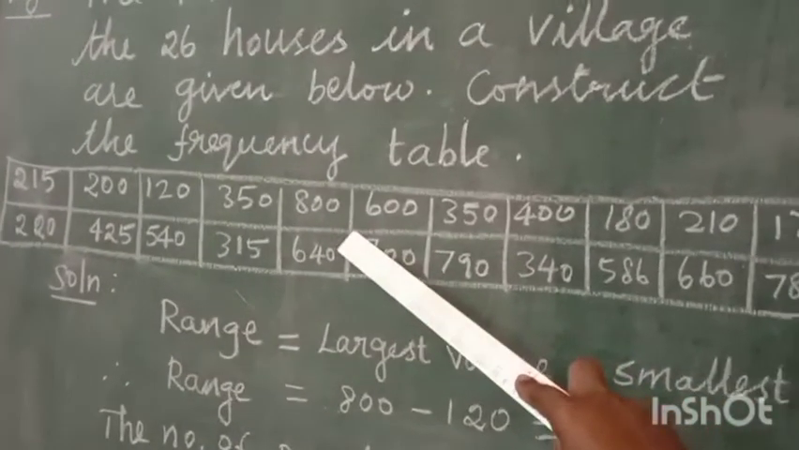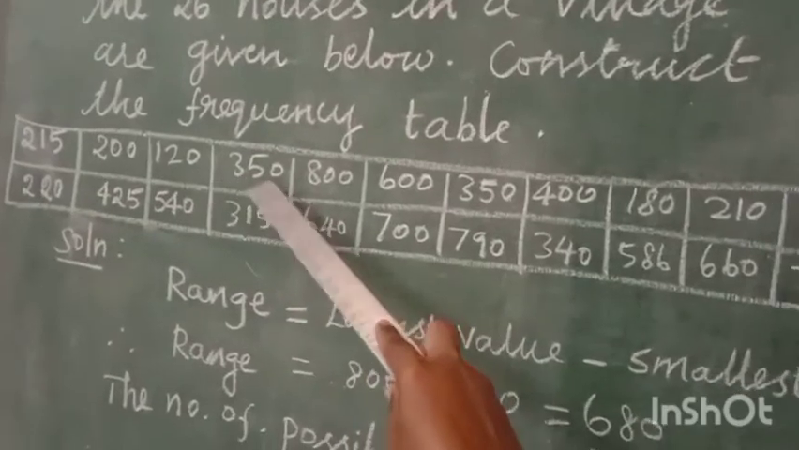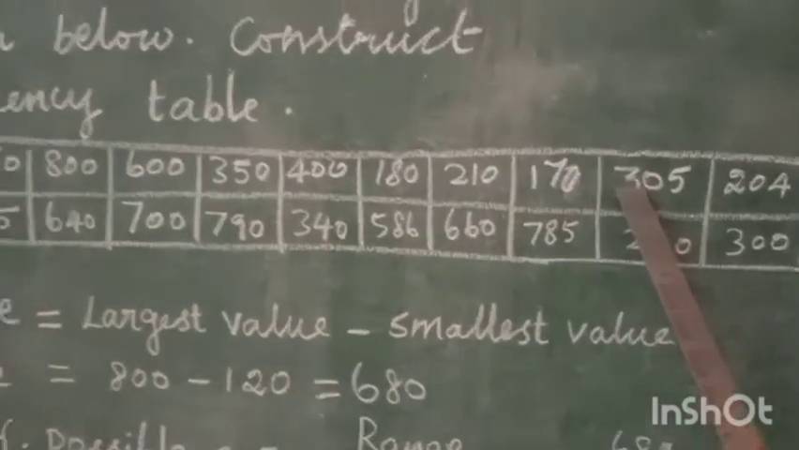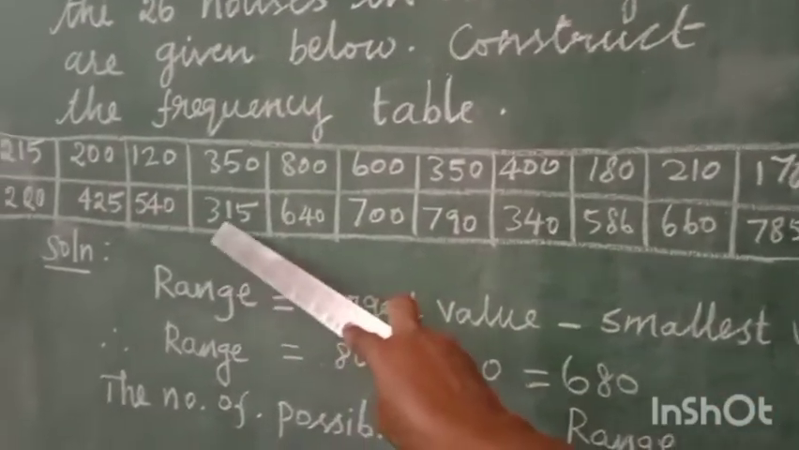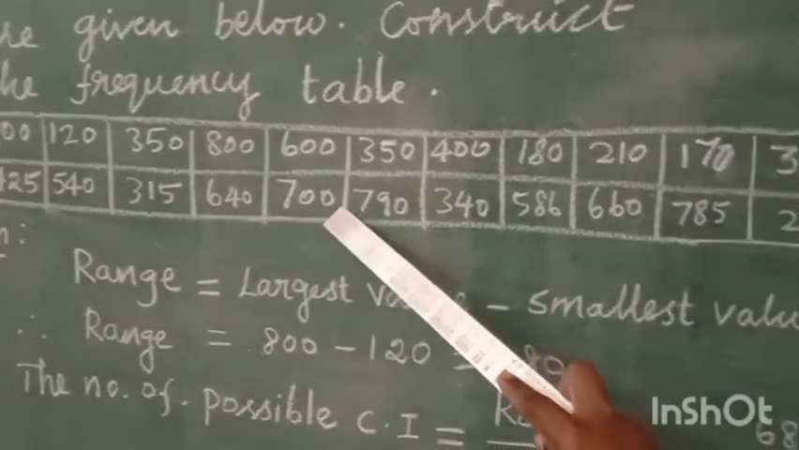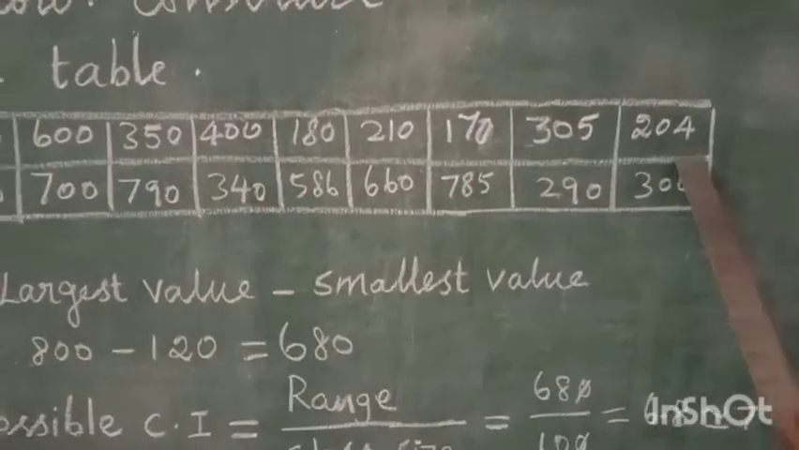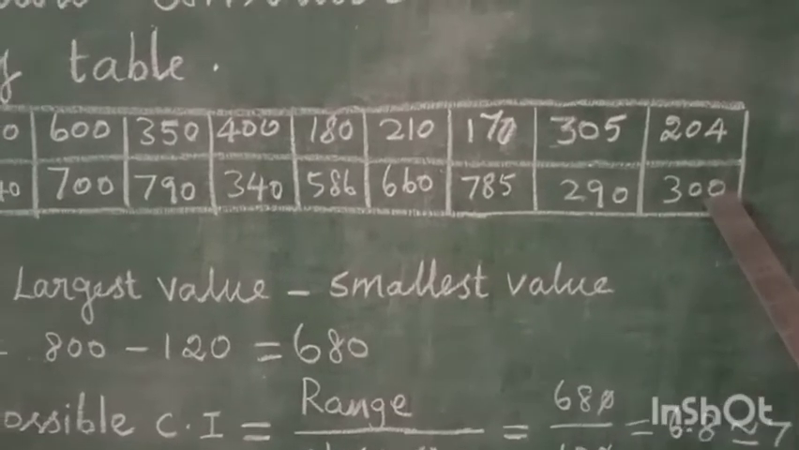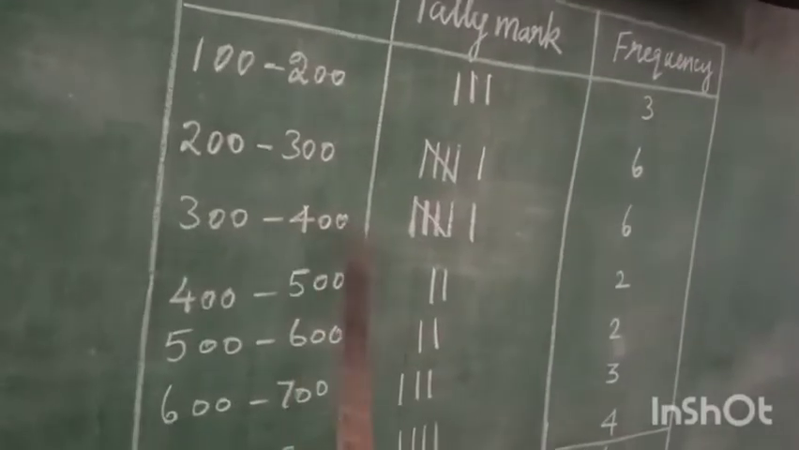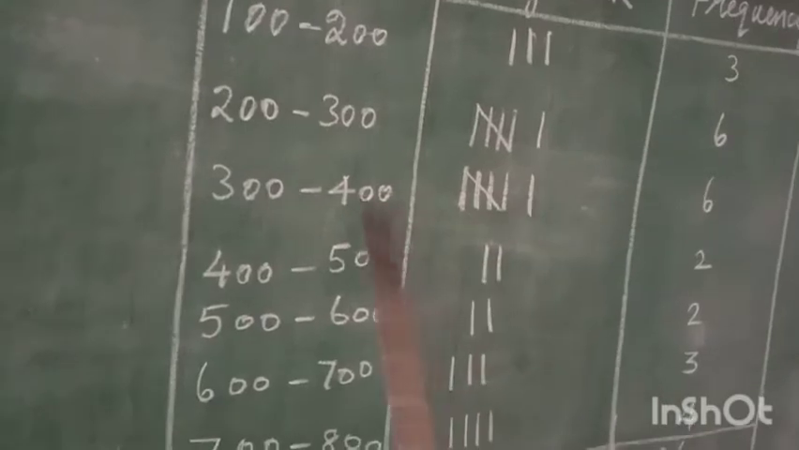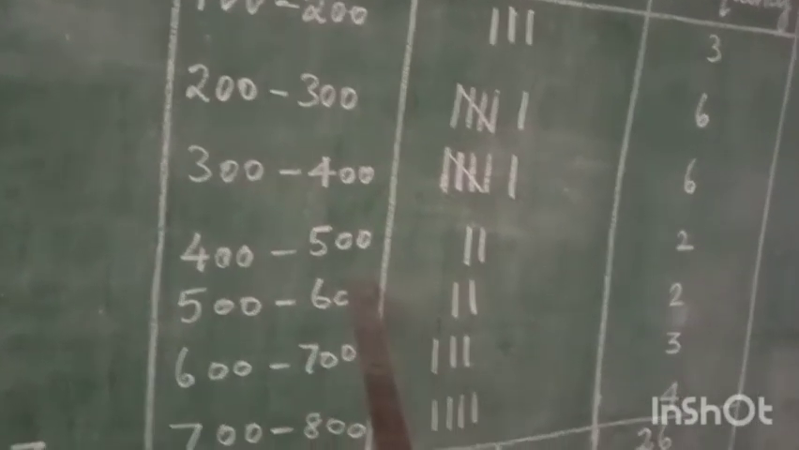Next 300 to 400. How many values are there? See the data. 1, 2, 3, 4, 5, 6. 300 is also included in this class interval, 300 to 400. So the tally mark is 6 and the frequency is 6. Next you have to find 400 to 500.